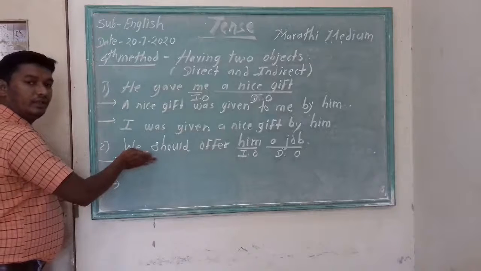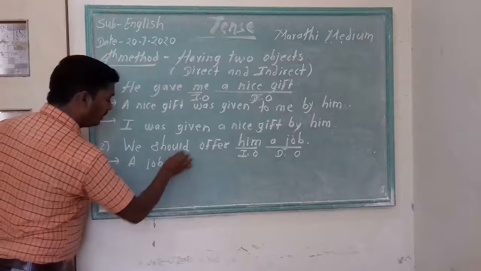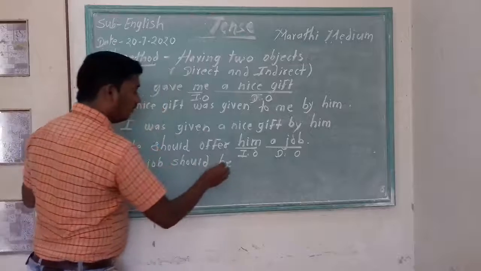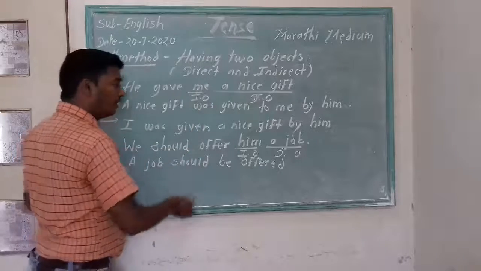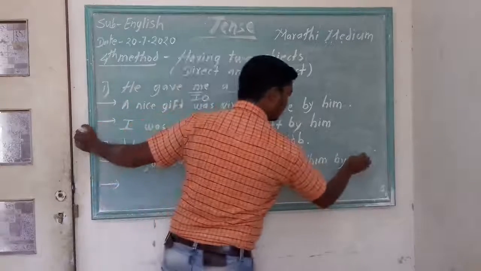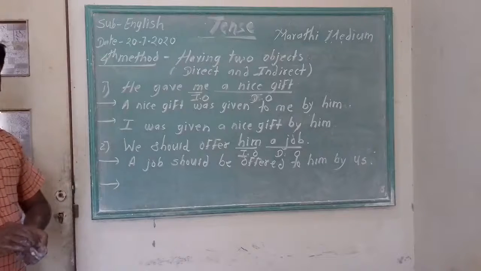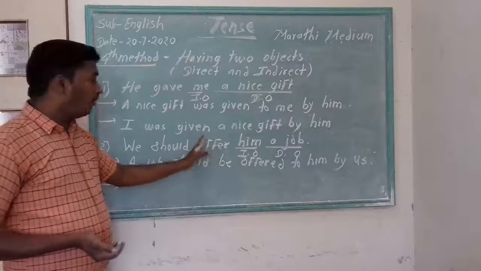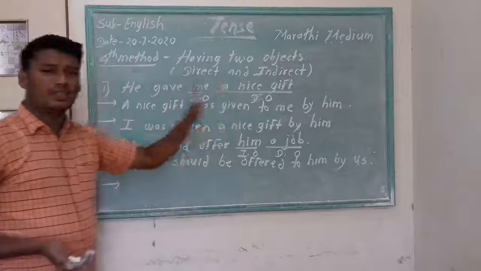Now look, we can convert it into passive voice in two ways. First, take the direct object, a job. Modal auxiliary should. It is a modal auxiliary, so take be. Offer into offered. After offered, take the indirect object with to, him. Then by, then we changes to us. The job should be offered to him by us. It is passive voice. First direct object, then modal auxiliary, then be, offer into offered, V3, then to with the indirect object, then by, then other changes are the same.